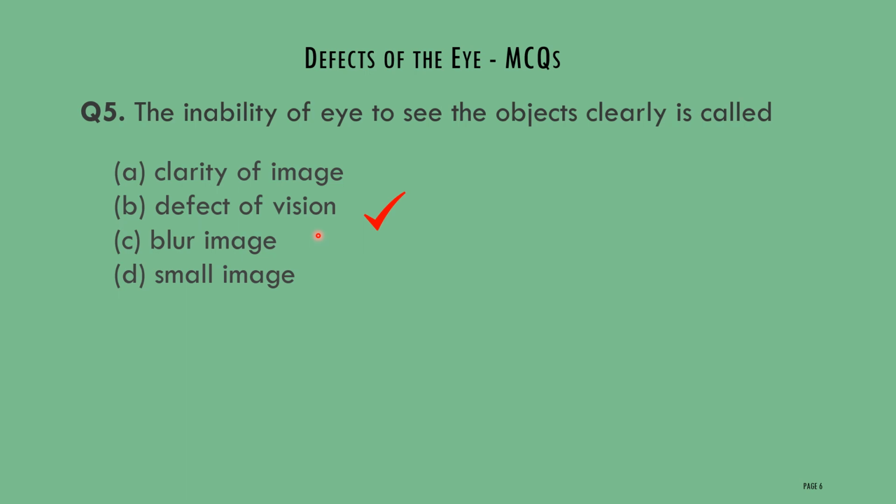If the person is not able to see the object properly, that defect we call a defect of vision. The name itself is indicating defect of vision.